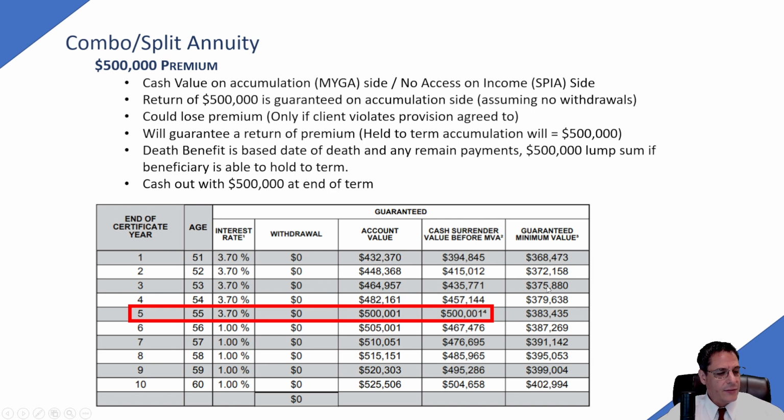$375,000 back. So we're also looking here at the death benefit. Should the client die in this situation, the account value would be paid. If the beneficiary doesn't decide to continue, they could cash out at any of these values. Again, you're not going to get your $500,000 unless you stay to the 5th year. But those are some options available on that.